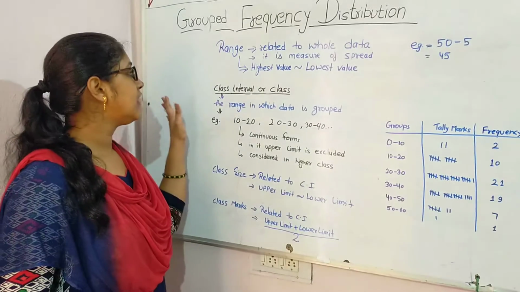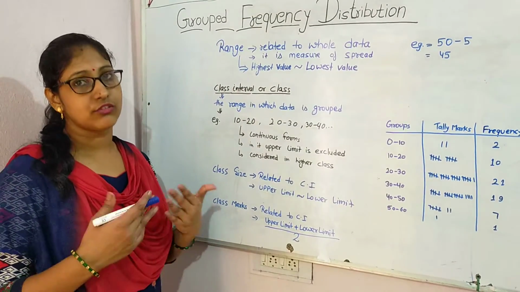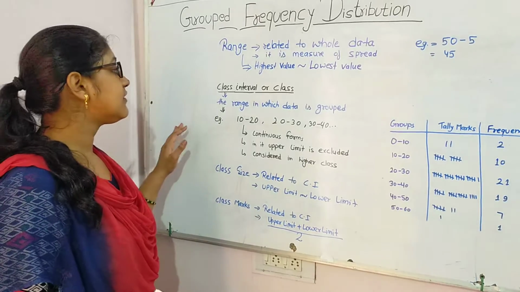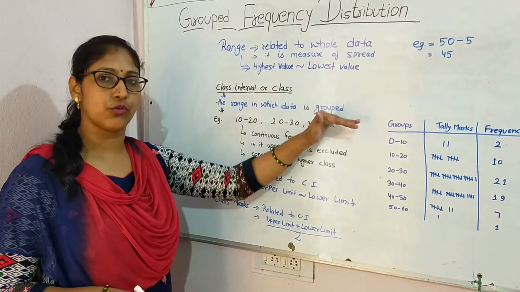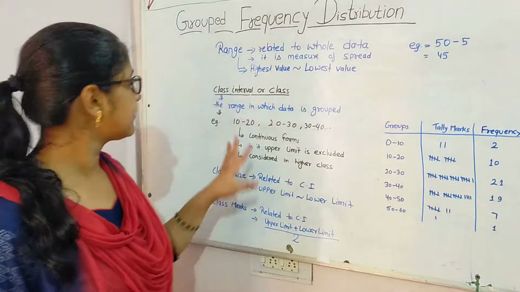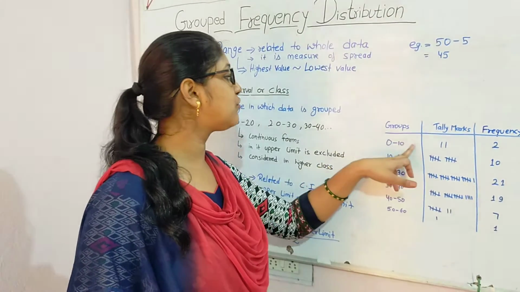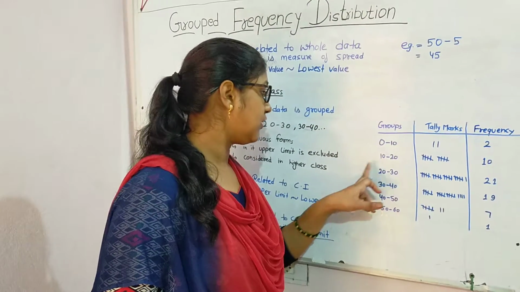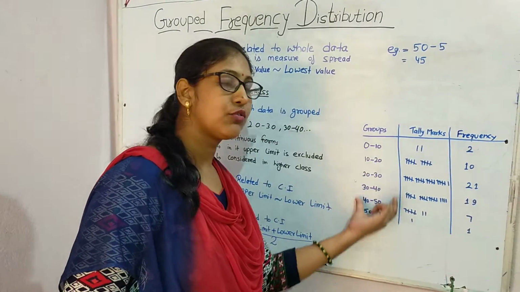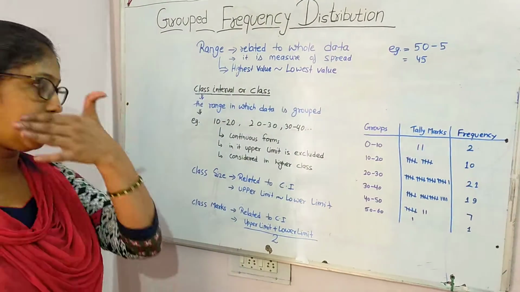The next keyword is class interval. It is also called class. It is the range in which data is grouped. For example, here I will write 0 to 10, 10 to 20, 20 to 30. Then these groups are said to be class interval.